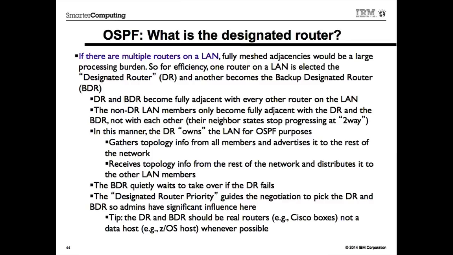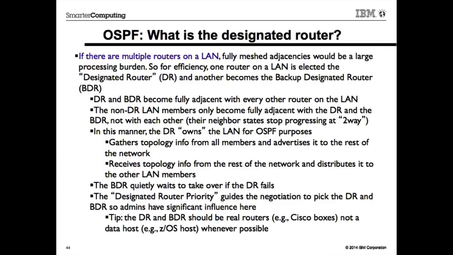So what that means is, for topology exchange purposes, the designated router owns the LAN for OSPF purposes. It gathers topology information from all the members of the LAN and advertises it to the rest of the network. And it receives topology information from the rest of the network and distributes that to the other LAN members. Now that's what the designated router does. The backup designated router is like the vice president. He just quietly waits to take over if the designated router fails.